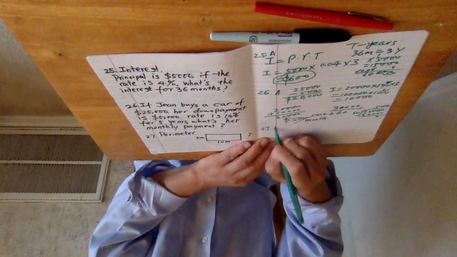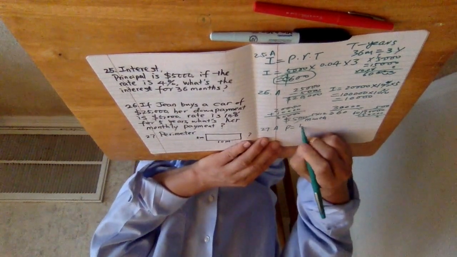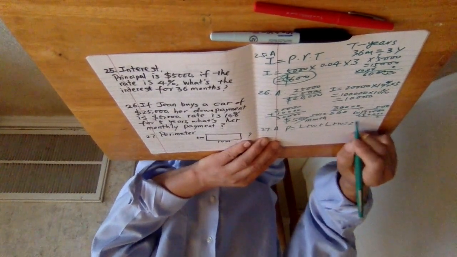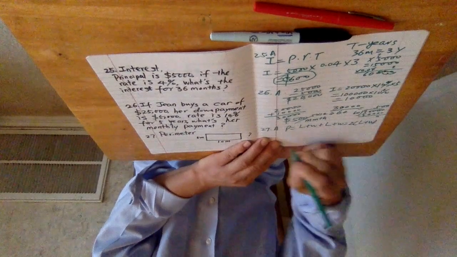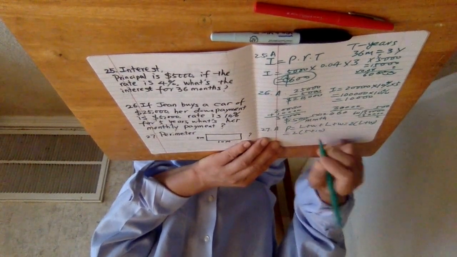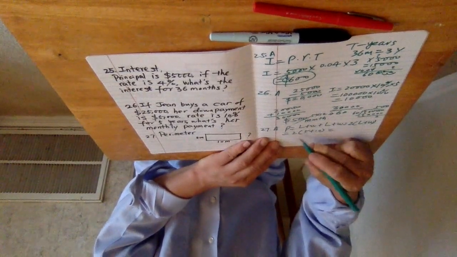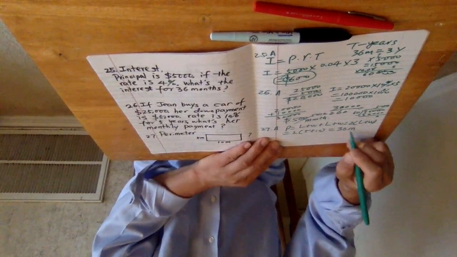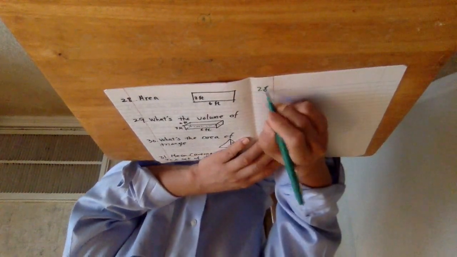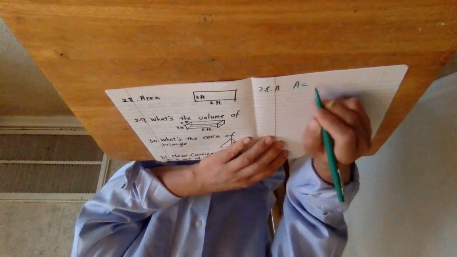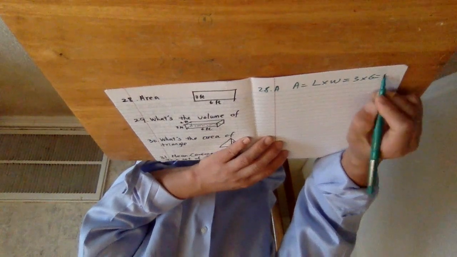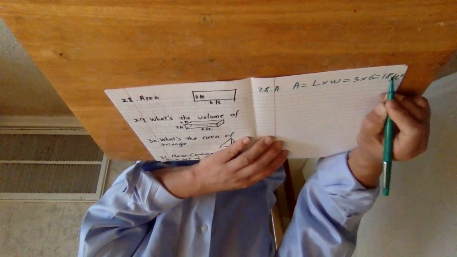Number 27. Perimeter. Perimeter means length times width plus length times width, or 2 times L plus W. In this case will be 2 times 5 plus 10. 5 plus 10 is 15, times 2 is 30 meters. Area. 28. Area equals length times width. So 3 times 6 equals 18 square feet.